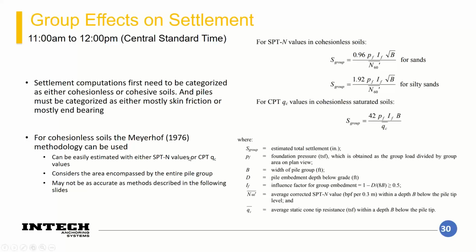So group effects on settlement. Whenever you've got a bunch of piles that are together, it's probably more realistic to examine the settlement of all those piles as a group. And I won't spend a tremendous amount of time on this, but basically it's designing this as the projected area of where all your pile group is, and using that area to calculate settlement.